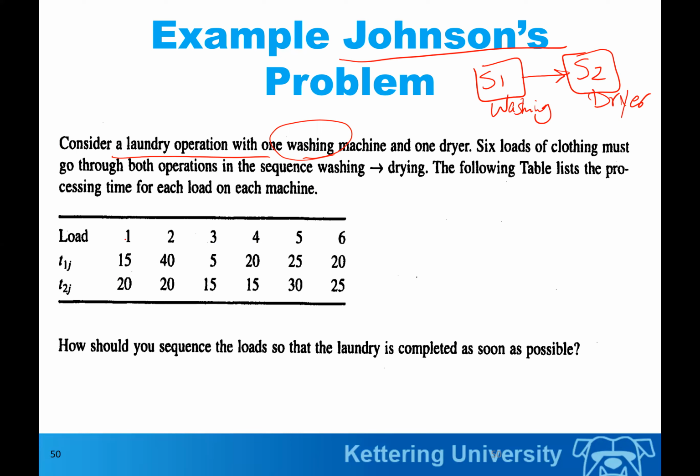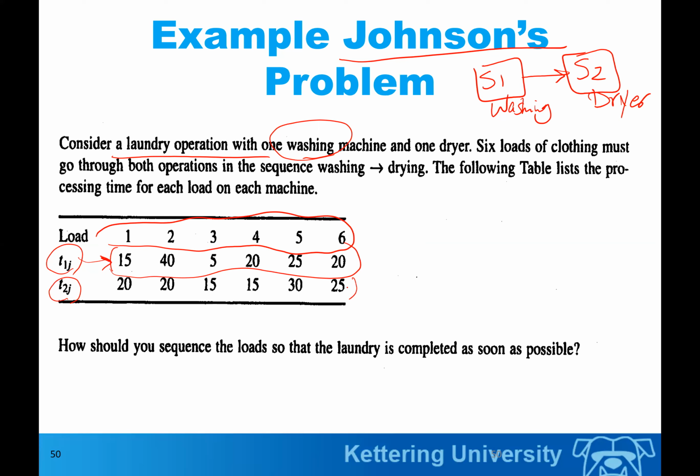Let's say I have 6 loads of laundry and the duration of the time to process each of these loads in the washer is T1J, processing job J, which is the time required to process the load in the washer, and the time to process the jobs in the dryer is T2J. Okay, so T1Js are all these numbers. That's the time in the washer. The last line is the time in the dryer.